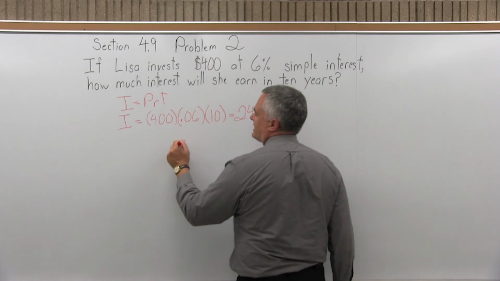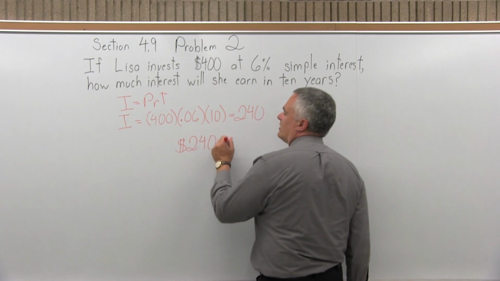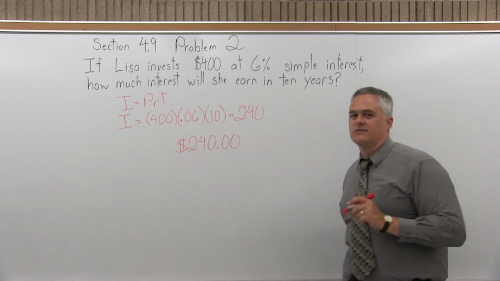And again, if you want to do a nice job, you can put in a dollar symbol, and you can indicate that there are no cents like that. $240 of interest is earned.